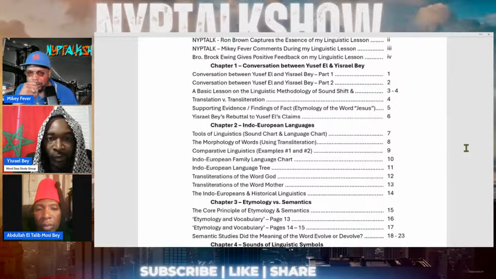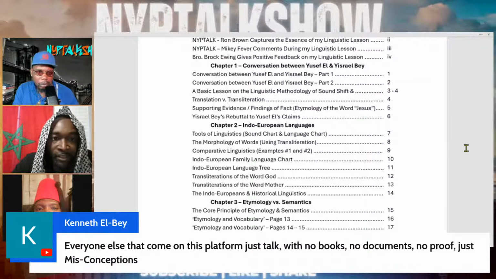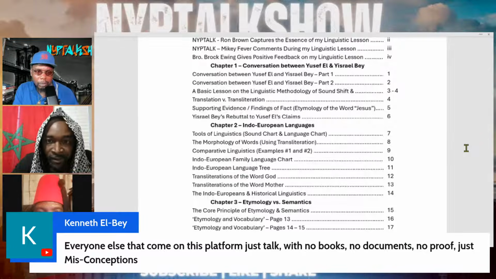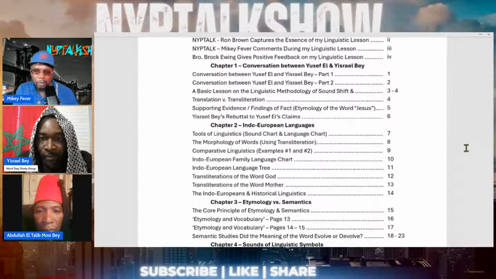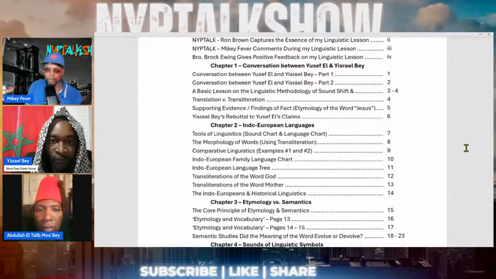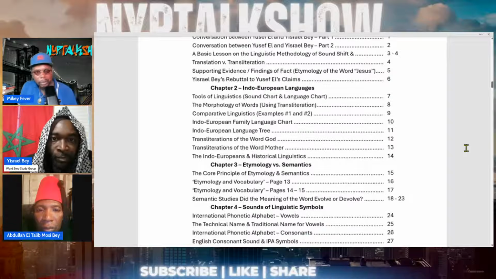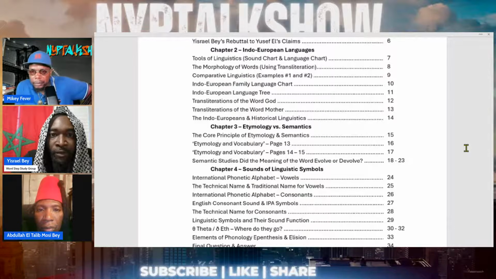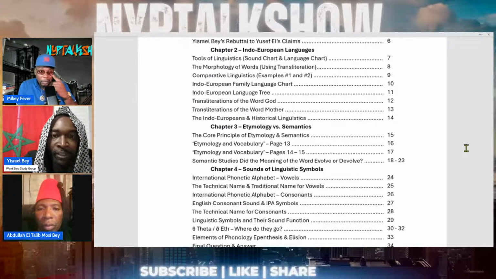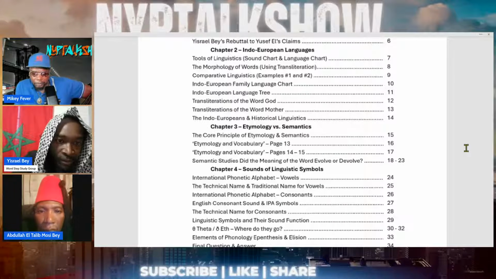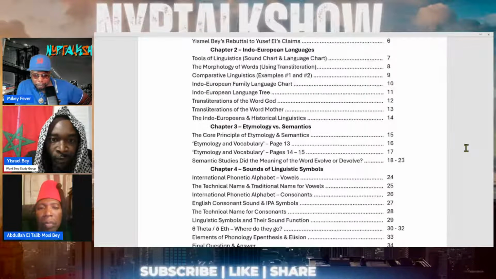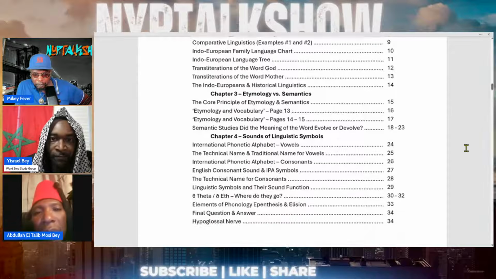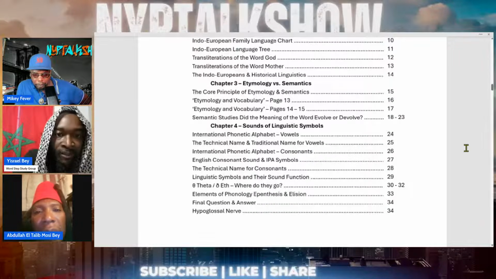A basic lesson on the linguistic methodology of sound shift and translation versus transliteration. Supporting evidence and findings of fact, etymology of the word Jesus. Yisrael Bey's rebuttal to Yisrael's claims. And then chapter 2, Indo-European languages. Tools of linguistics, sound chart and language chart, the morphology of words using transliteration, comparative linguistics, examples number 1 and 2, Indo-European family language chart, Indo-European language tree, transliterations of the word God, transliterations of the word mother, the Indo-Europeans and historical linguistics. Chapter 3, etymology versus semantics, which is what I'll be reading today.